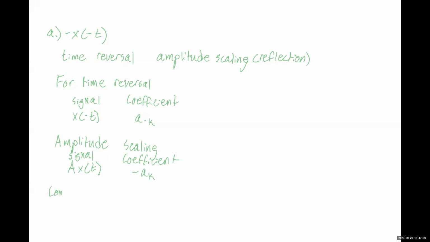Now we combine these two properties together. And we can see with the signal negative x of negative t, we're going to get the coefficient as negative a of negative k. Does that all make sense so far?